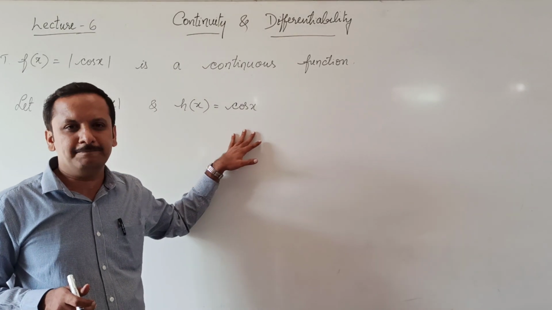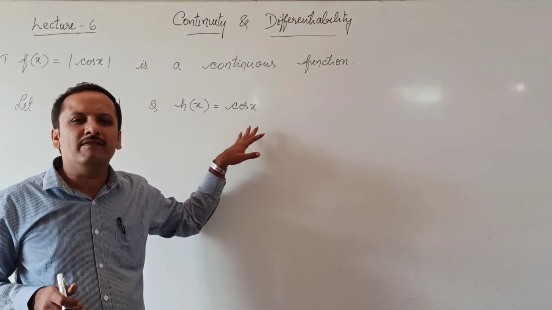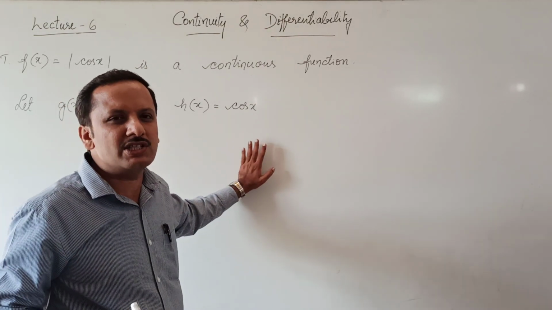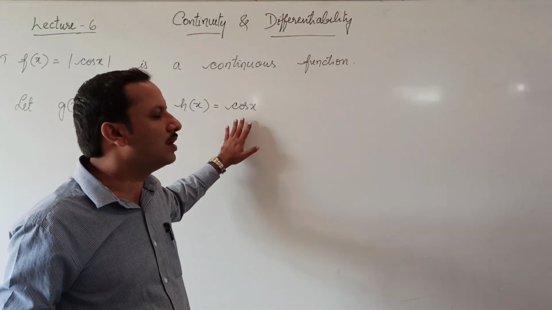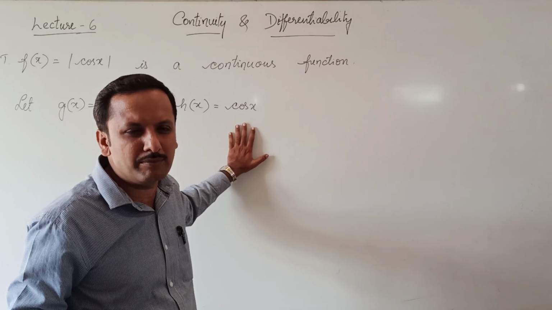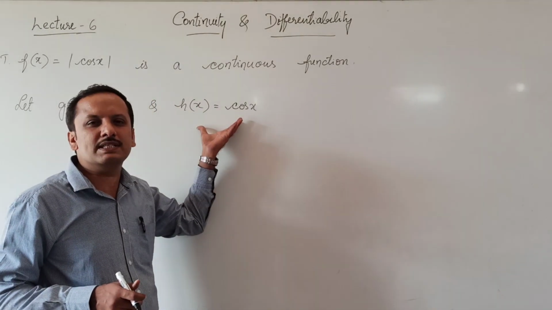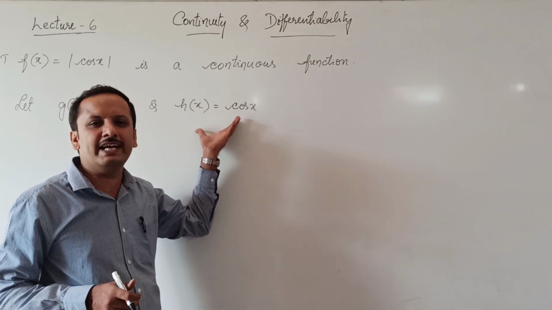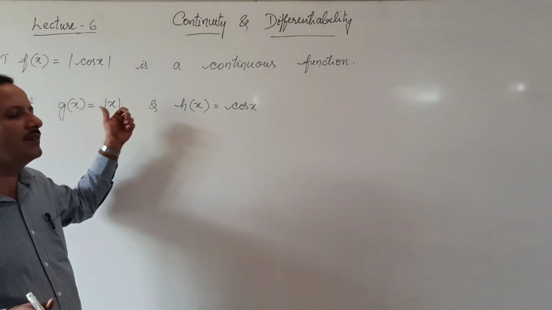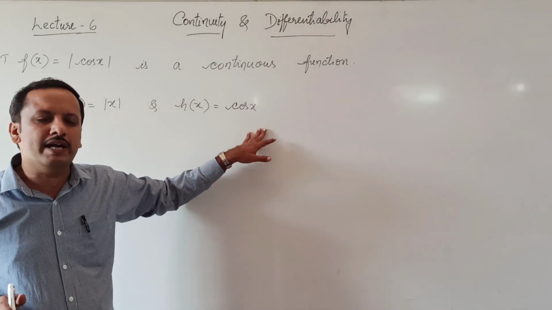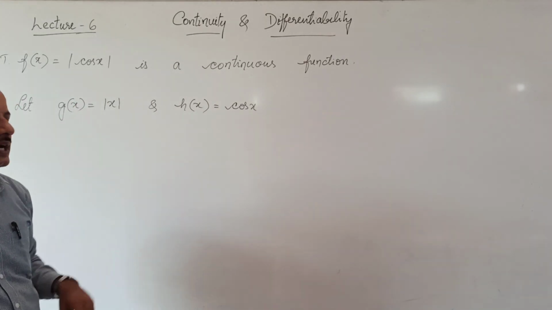Then cos x, it's a trigonometric function. And we know that every trigonometric function is continuous in their respective domains. For cos x, the domain is the set of all real numbers, and therefore in that set of all real numbers, cos x is continuous. So mod x is continuous, cos x is also continuous. G of x is continuous, h of x is also continuous.